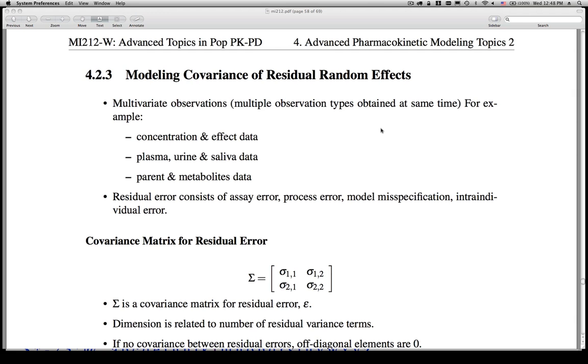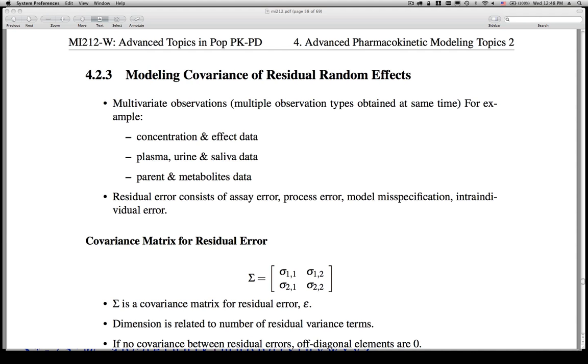Parent and metabolite data, that's the classic example where we have a single plasma sample that's used to analyze two analytes. It could also happen if you happen to use concentration and some biomarker in that plasma. So one of the concerns then is that maybe there is some correlation in the residual error associated with the two endpoints in a multivariate observation.